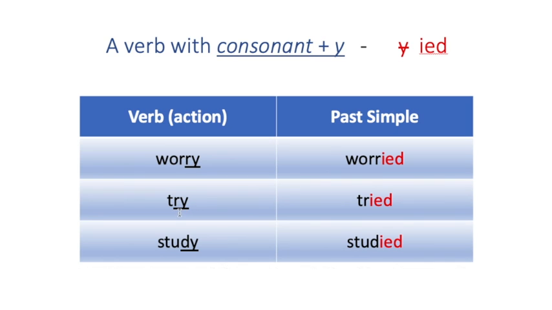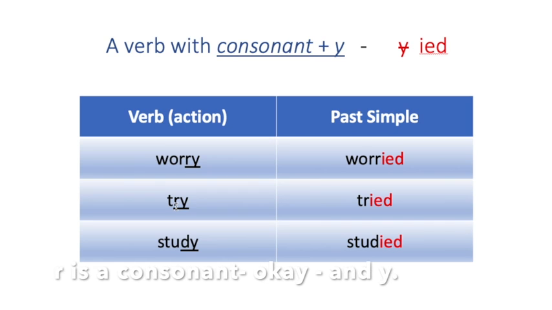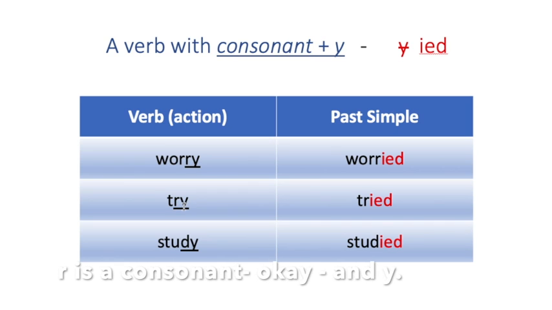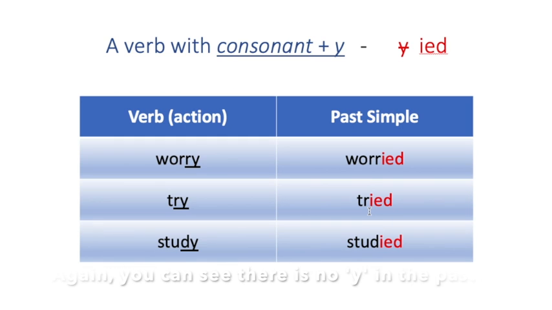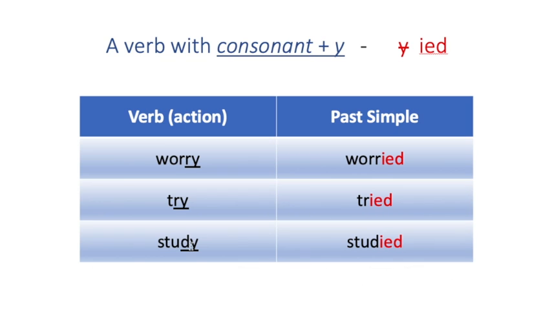Same thing for try, you have the last two letters R, Y. R is a consonant, okay, and Y, so in the past, IED, tried. Again, you can see there is no Y in the past. And study, so D is a consonant, so consonant Y, so studied, IED.